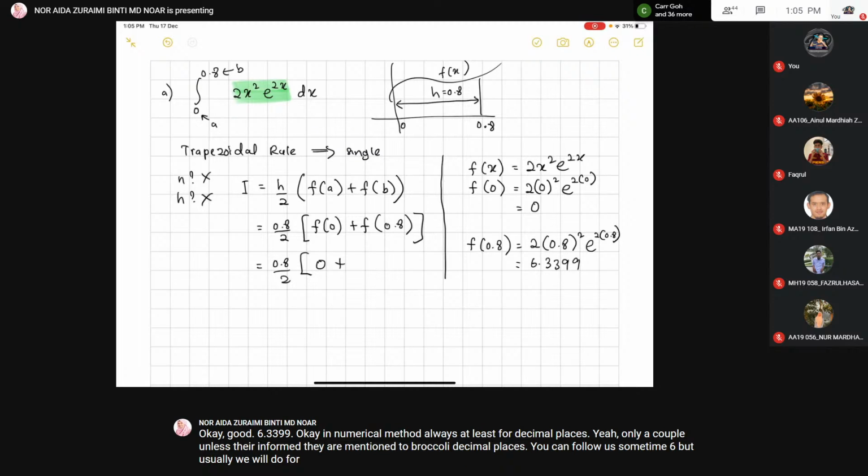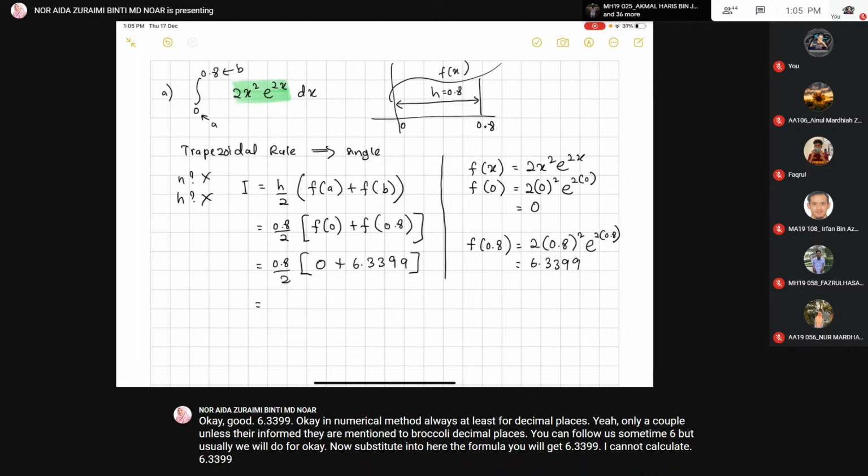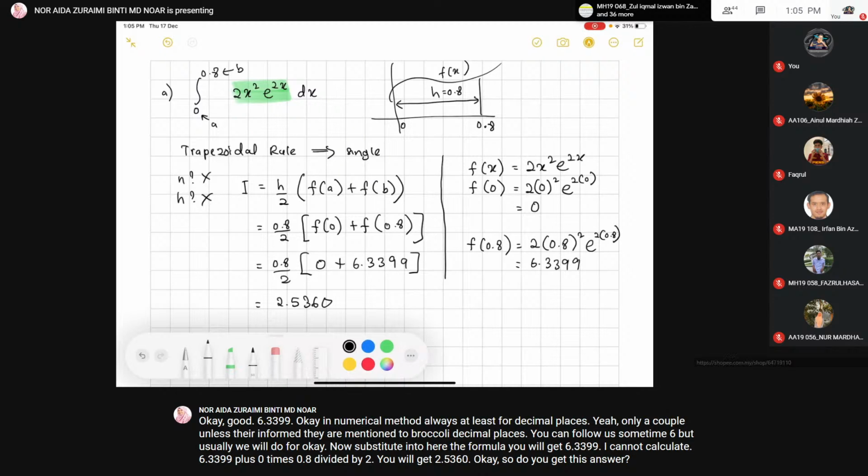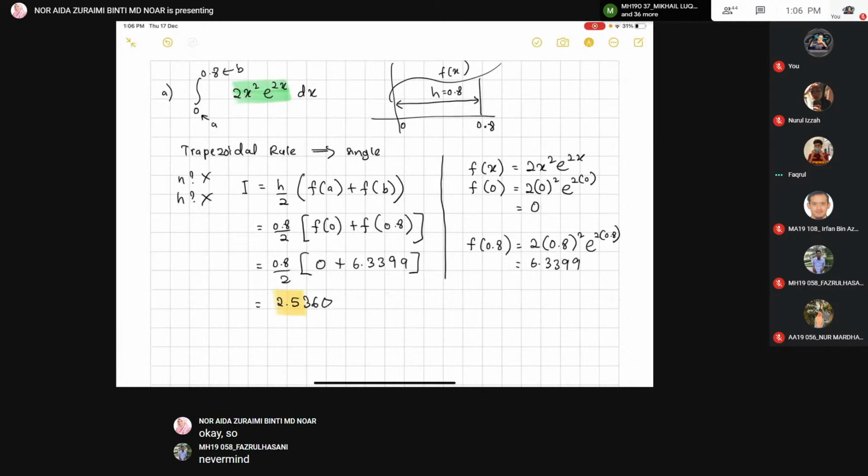Now substitute into the formula. You will get 6.3399. Now calculate: 6.3399 plus 0, times 0.8 divided by 2. You will get 2.5360. Do you get this answer? Yes, madam. So you will get this.